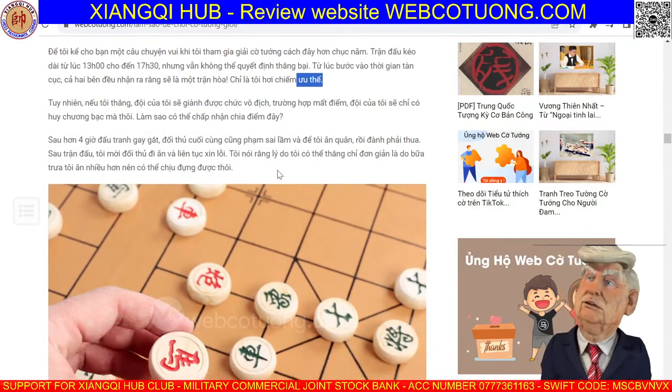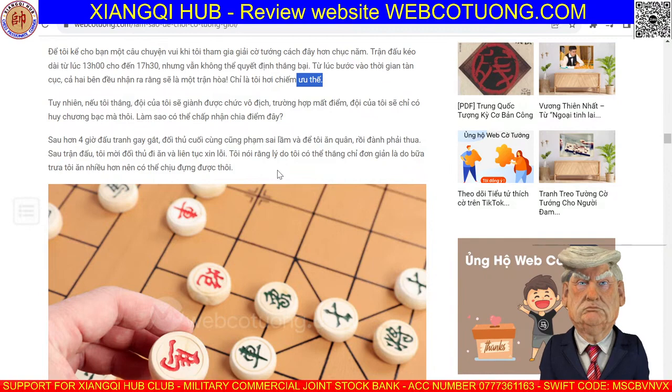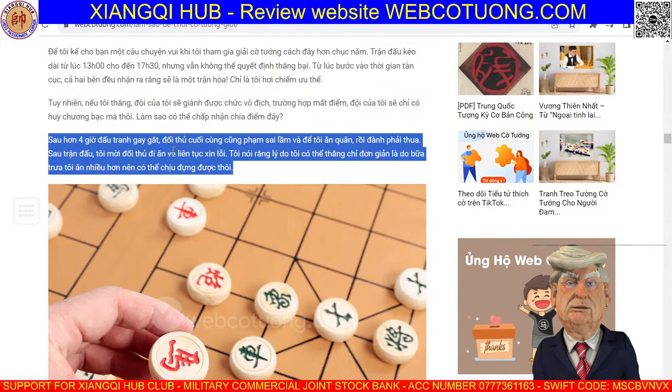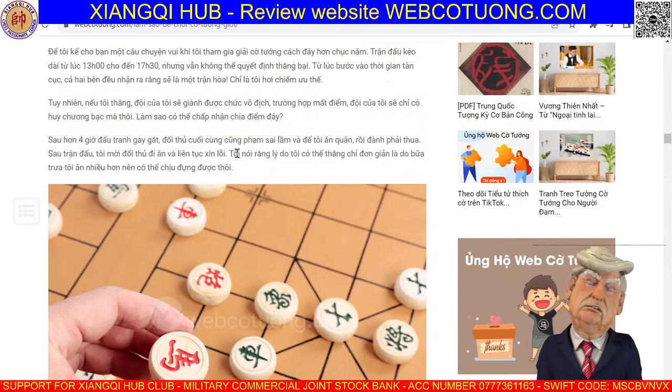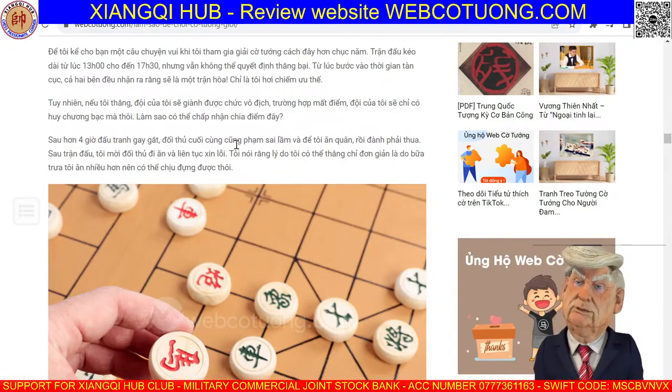However, in that story, if the author won, they would take the championship, and if he had a draw game, then his team would go to the second position. So how could they accept that the match was going to be a draw? After 4 hours of playing, his opponent made a mistake, and he took the chip, and then he got the win.